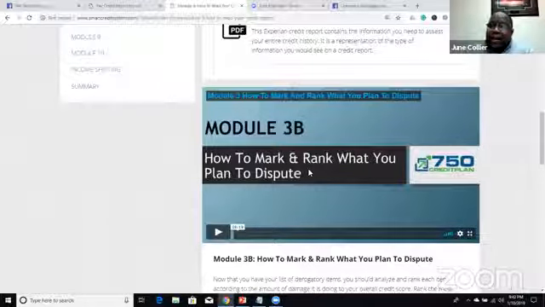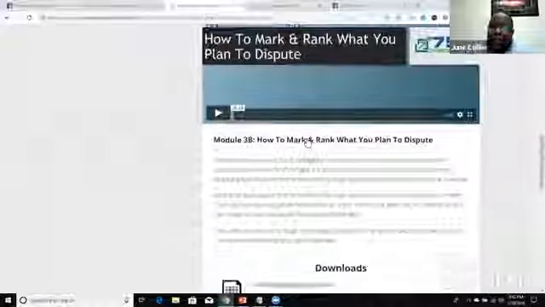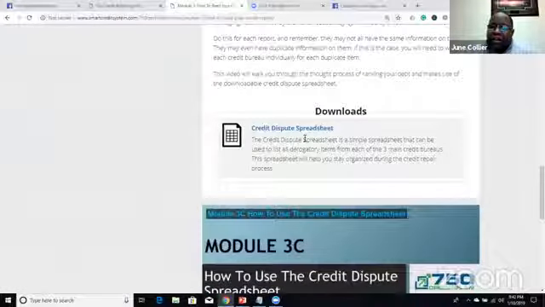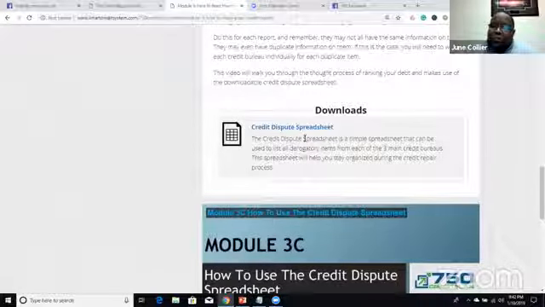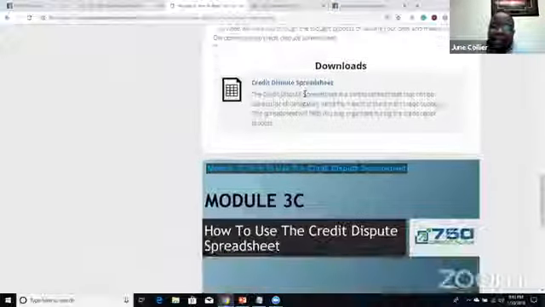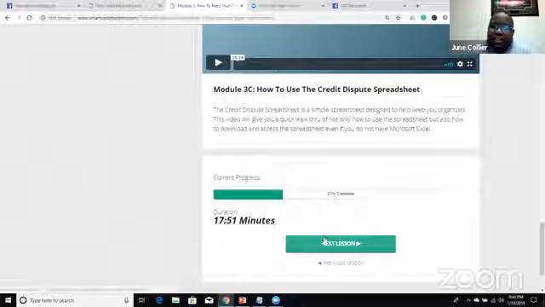Remember, you may not want to dispute everything on your credit report. So we share that with you. And then we include a spreadsheet so that you can put all of your negative items on that spreadsheet to determine how you want to take it to the next level in disputing these items. So all of that is in this particular module.